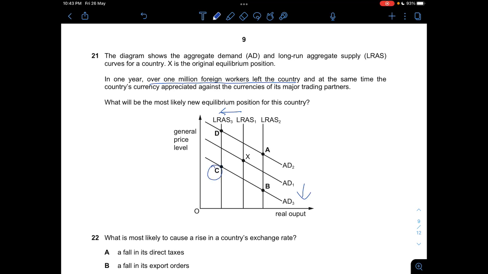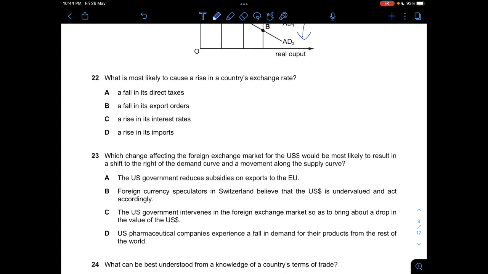Because if, let's say, it's a shift to the right, which would be something like this, your general price level increases, meaning that your country's currency has depreciated. When your country's currency appreciated, the AD curve would then shift to the left because of less expenditure, right? So this would be the answer. That'll be C.